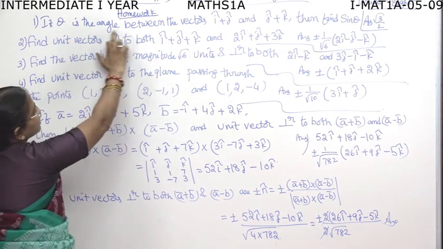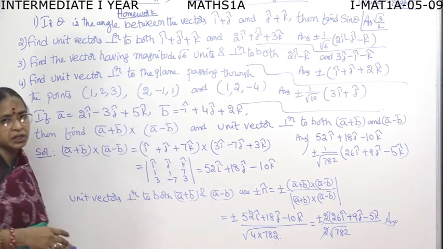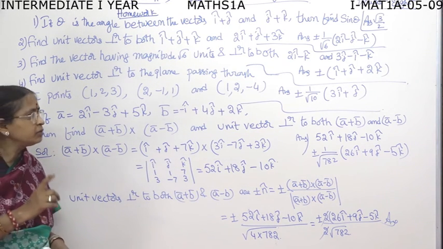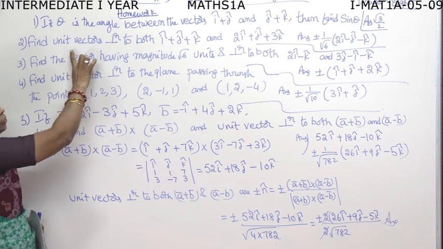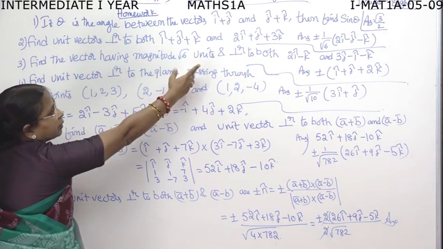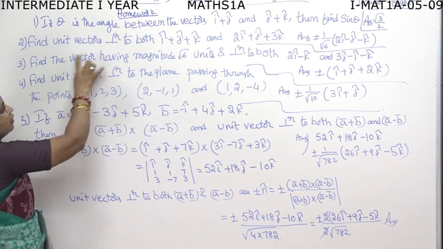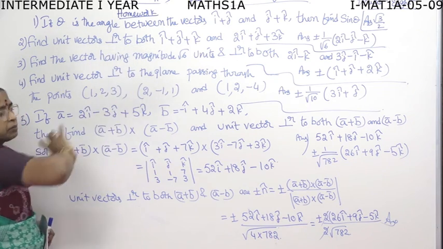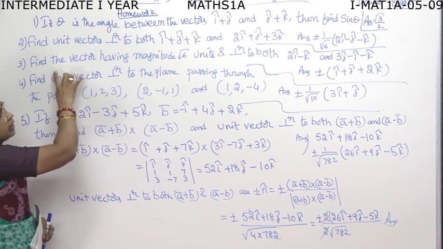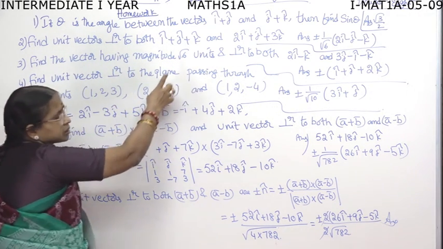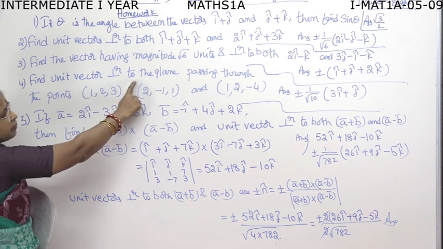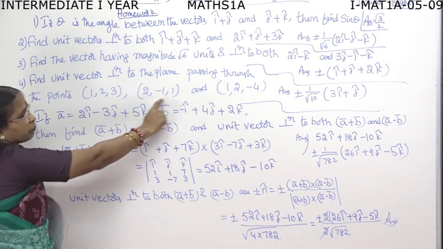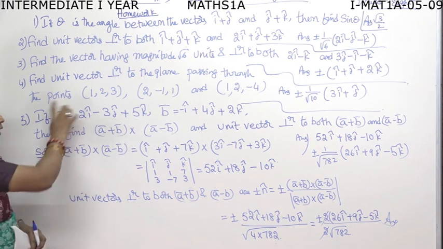If theta is the angle between the vectors, find sine theta. You already know the sine theta formula is mod of a cross b by mod a mod b. So just apply the formula. Unit vector perpendicular to both a and b. So you know this, the unit vectors are plus or minus n cap formula. Find the vector having magnitude root 6. Just now we solved with magnitude 3 and all. And then unit vector perpendicular to the plane passing through 3 points. That also we solved, a similar problem.